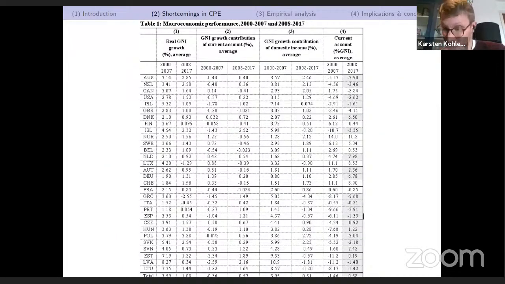Okay, let me illustrate this point very briefly. Here we have some macroeconomic indicators for our 30 countries. But you can focus here on the last column, the fourth column, which is the current account to GNI ratio. Here we have the 2000 to 2007 period, and then the 2008 to 2017 period. All of the cells here that have the gray shading illustrate that the current account has improved in the post-crisis period compared to the pre-crisis period. So you can see that for the majority of countries in our sample, yes, we see an improvement in the current account position in the post-crisis period compared to the pre-crisis period.